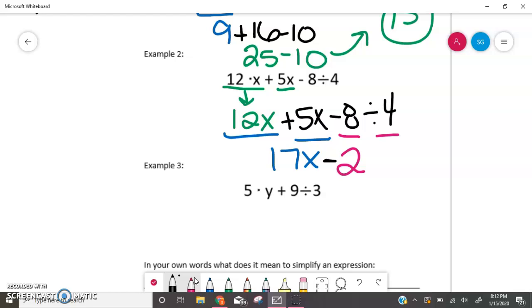Now this right here is my final answer to how I simplify this expression. And the reason why is because I can't combine anything else. The variable x cannot be combined with single numbers like 2. Okay? Now this is a much simpler way of seeing that operation. So we're going to be moving on to example number 3 now.